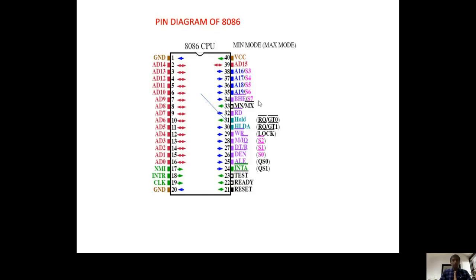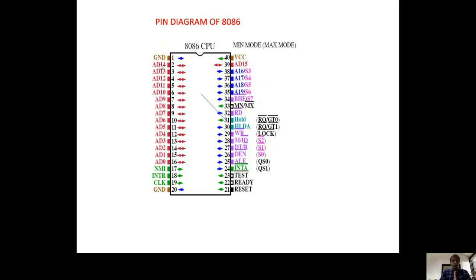The advantage of 8086 is that some pins are multiplexed pins. Because of the multiplexed nature, we save the number of pins, and the size of the 8086 chip is very small. For that, a few multiplexed pins are there. Let us see in detail what the multiplexed pins are.